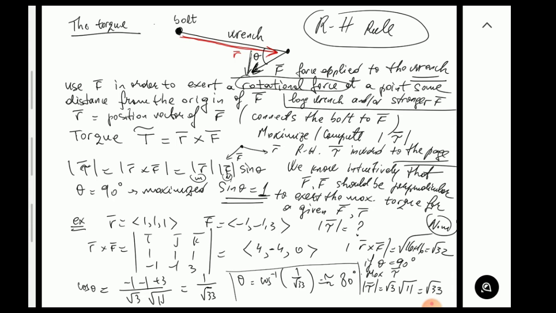But you see, it's not far from it, because 80 degrees is nearly 90 degrees, right? So you can see they are kind of close to each other, because you're almost close to the best possible position for that force, with an angle of 80 degrees.